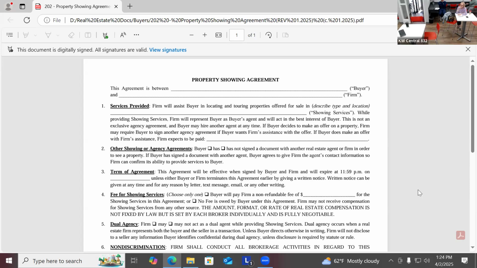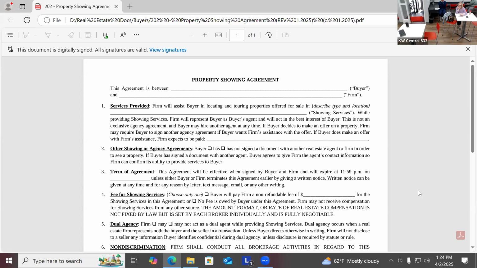Term of the agreement: you can do it for a day, you can do it for a weekend if you've got buyers in town for the weekend. Again, it doesn't have to be a specific address. It can be a specific address. It can also be Alamance and surrounding counties as well.